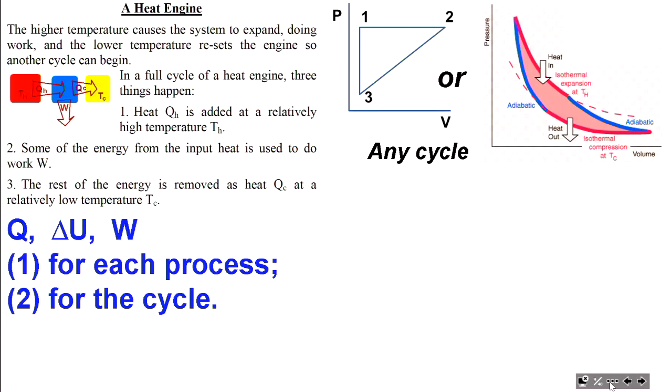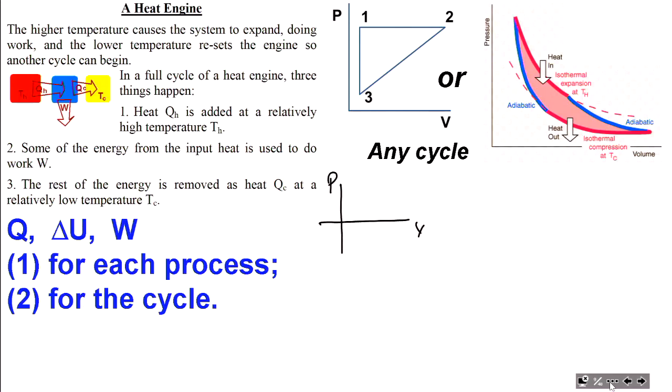Now, for each cycle, it doesn't matter how it looks, simple cycle, complicated cycle, doesn't matter. For each cycle, we can talk about heat, internal energy change, work done per each process or per cycle altogether. And we've done some calculations per individual processes. So for example, let's pick up a process like this, just to review.